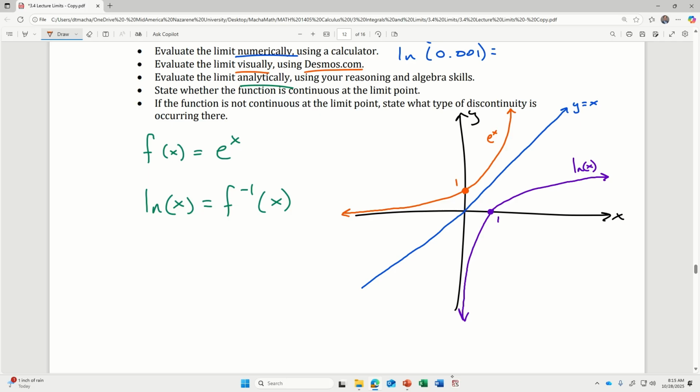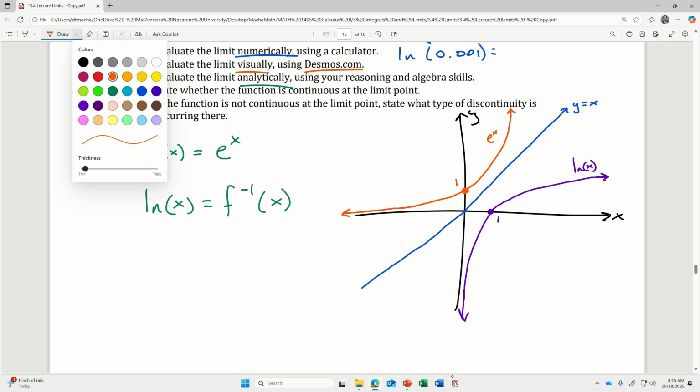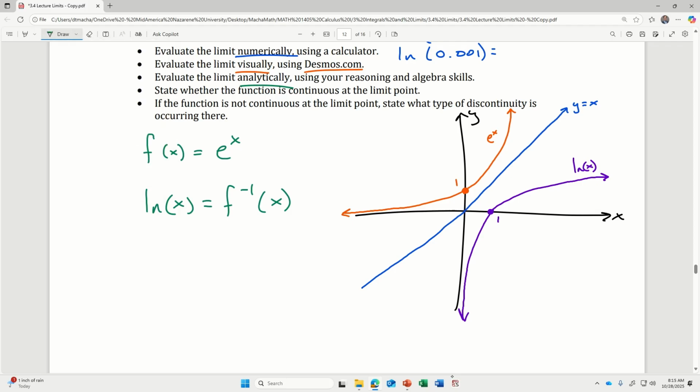And so knowing this, I can use my reasoning skills to say that the limit of the natural log curve as x approaches 0 is going to be what?